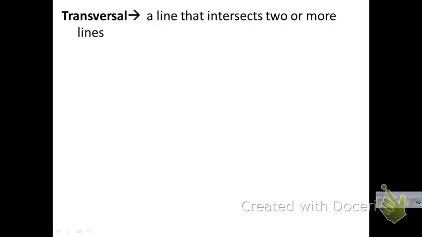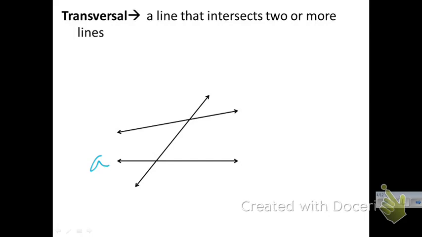A transversal is a line that intersects two or more lines. So then we talked about if I said A, B, and W here, W would be known as the transversal because we can see that it intersects A and B.